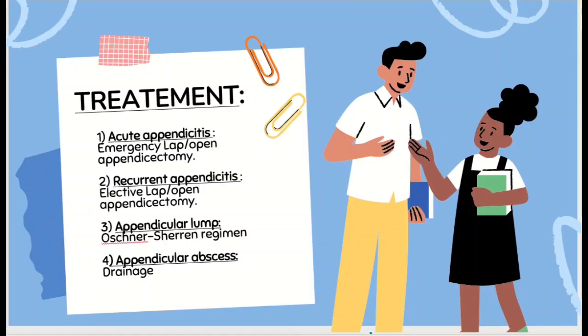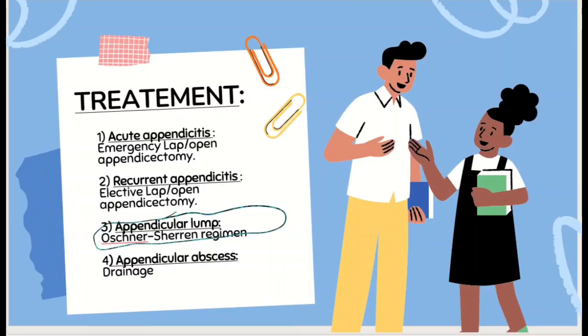Sometimes the patient comes after 3 to 5 days. So within 3 to 5 days, appendicular lump formation occurs. In that case, we cannot operate. We go for the Ochsner-Sherren regimen, but if the patient deteriorates on it, then we have to go for emergency appendectomy.